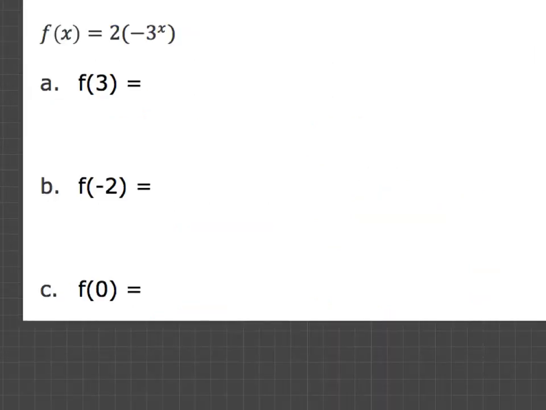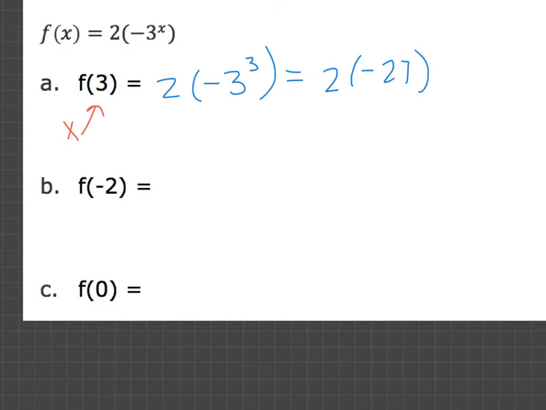Here we have another example. First we're going to plug in a 3. So we've got 2 times negative 3 to the 3. Now, we have to be careful with our order of operations here. The negative 3 is not in parentheses, so that exponent of 3 only applies to the 3. So that negative is still there. We take 3 to the third, which is 27. So we end up with a negative 27. So 2 times negative 27, we end up with negative 54.